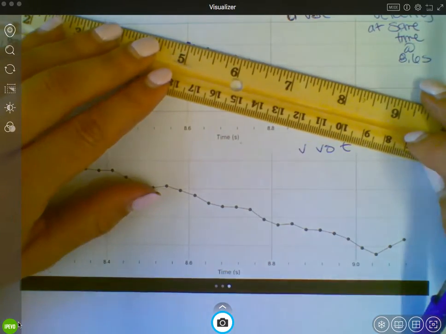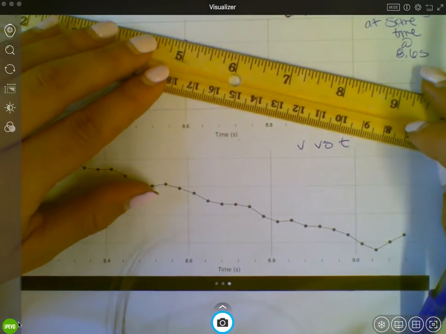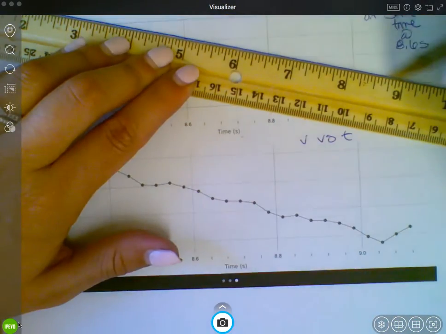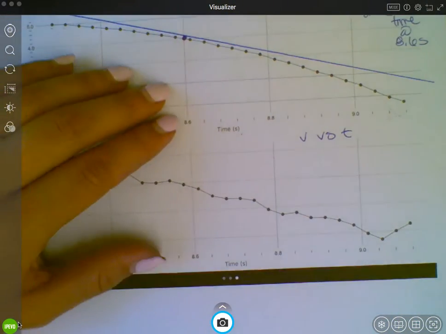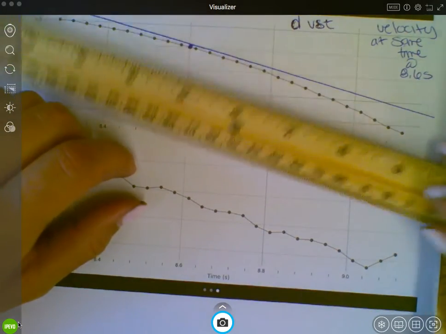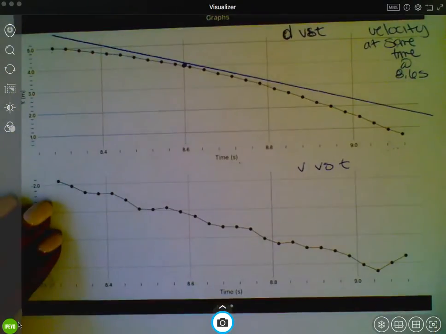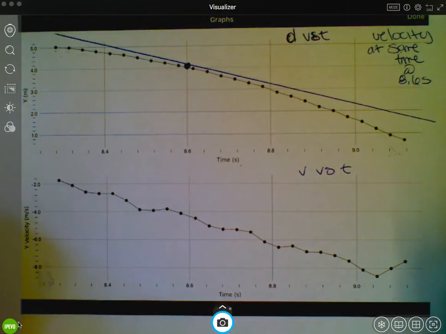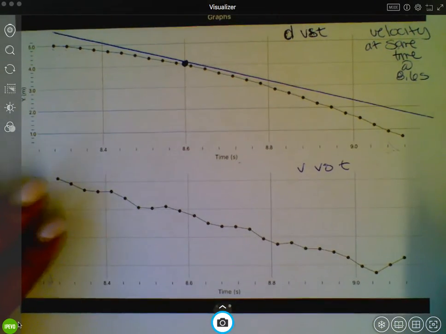So I'm going to try to do my best at estimating the slope at this point. Essentially what we're doing is just estimating what the slope is at that point, which would estimate the velocity at that time. So that's not a great drawing. I want to go a little bit lower, but I'm just going to leave it for now for the purpose of this. Okay, so this is our tangent line at that spot.